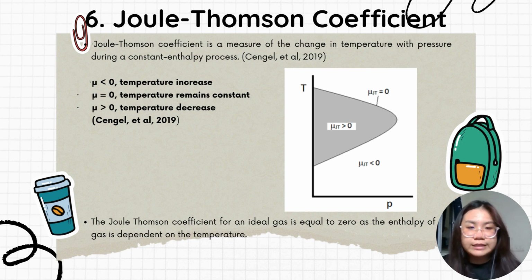From the graph, we can see the different values for the Joule-Thomson coefficient. When mu is smaller than 0, the gas will experience a warming effect, so the temperature will increase. When mu is equal to 0, the temperature will remain constant from the beginning to the end of the experiment. When mu is larger than 0, the temperature will decrease, meaning that the gas will experience a cooling effect. The Joule-Thomson coefficient for an ideal gas is always equal to 0, as the enthalpy of an ideal gas is dependent only on the temperature.